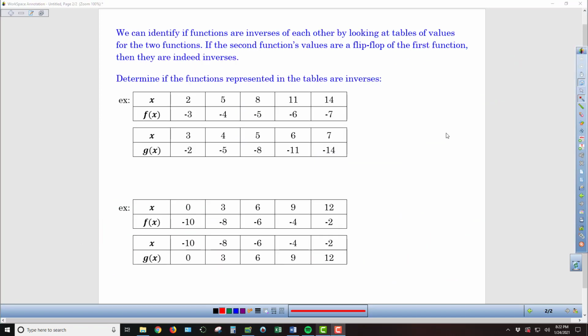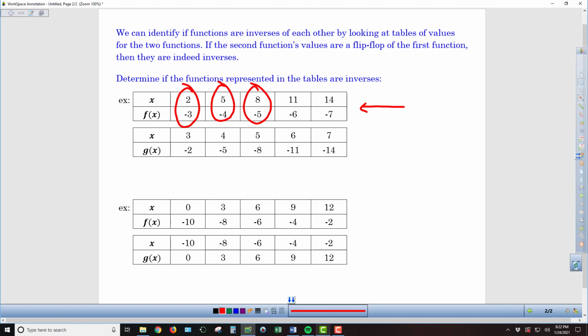Now, if we're given a table of values for two different functions, we can determine if those functions are inverses of each other if the only difference between the two tables is the x and y columns are flip-flopped. So I take a look at this first function here, f of x, and so it's generating these ordered pairs 2, negative 3, 5, negative 4, 8, negative 5, and so on.